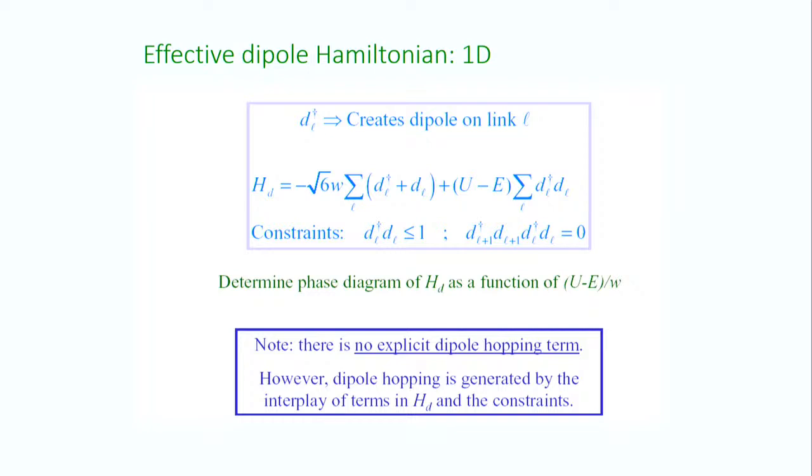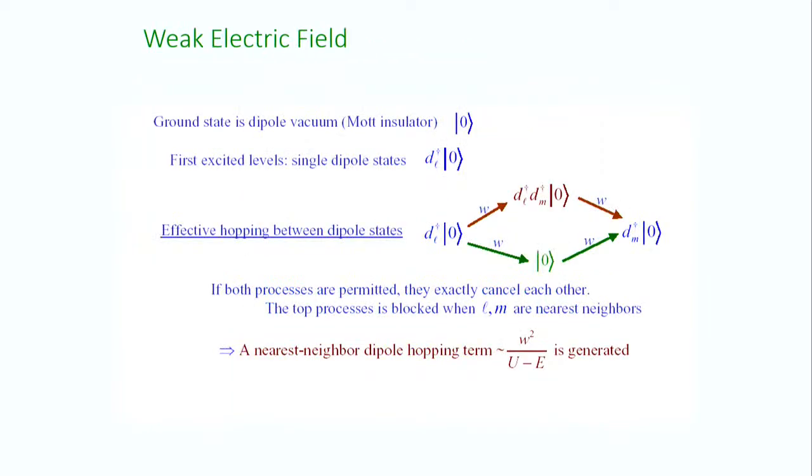So the question is, suppose we have this, what is the phase diagram of this model? The phase diagram of this model essentially is easy to explain. If your electric field is weak, so that U minus E is large, your ground state is the dipole vacuum, and the first excited state is single dipole states.